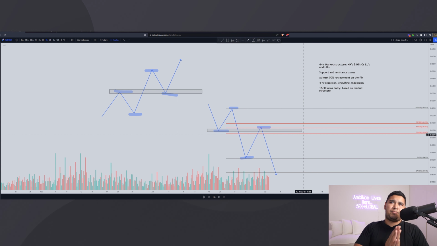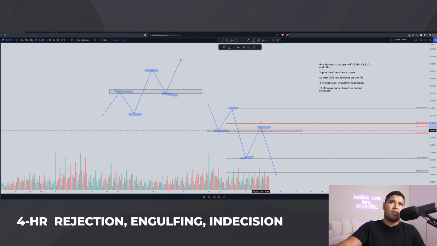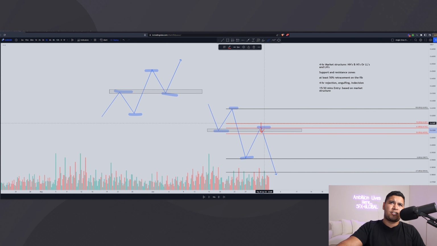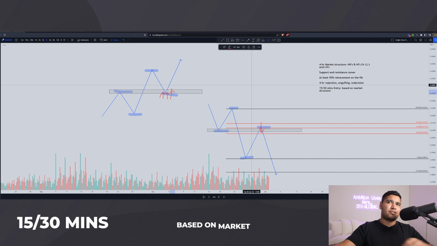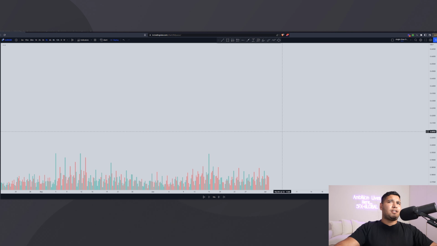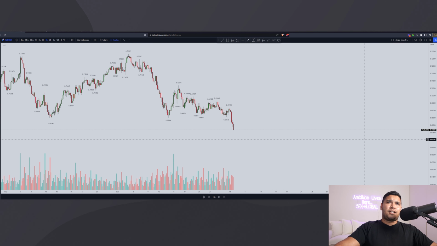Once we have our 50% retracement on the market, we then want to look for candlestick confirmations telling us the market is reacting to these levels. If we're in a sell setup here, we want to see rejection candles, candles with long upper wicks, or engulfing candles, or indecision candles at the zone. Similarly, if we're looking at a buy setup, we want to see candlestick patterns showing us buyers are stepping in at this level. And then finally, guys, we'll go to the 15 or 30-minute time frame for our entries, exits, or stop losses. Alrighty, so let's take a look at a couple of examples.